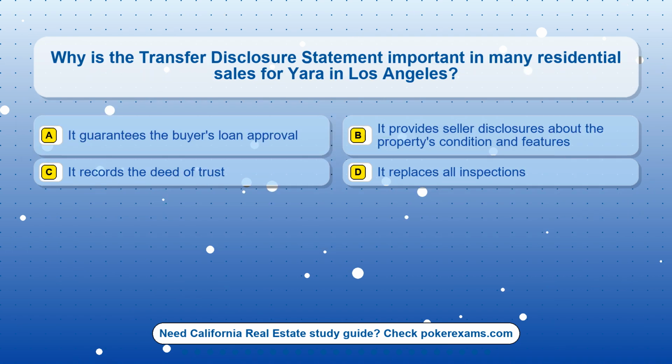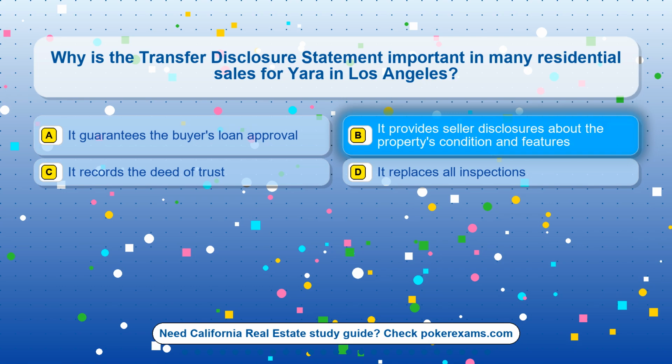Question 11. Why is the transfer disclosure statement important in many residential sales for Yara in Los Angeles? Option A. It guarantees the buyer's loan approval. Option B. It provides seller disclosures about the property's condition and features. Option C. It records the deed of trust. Option D. It replaces all inspections.